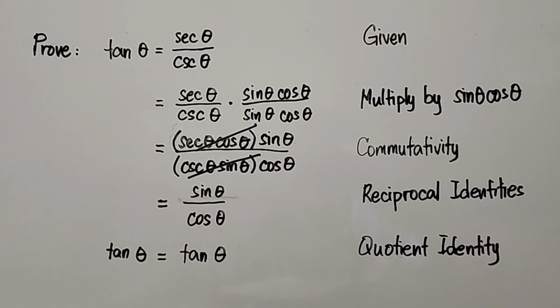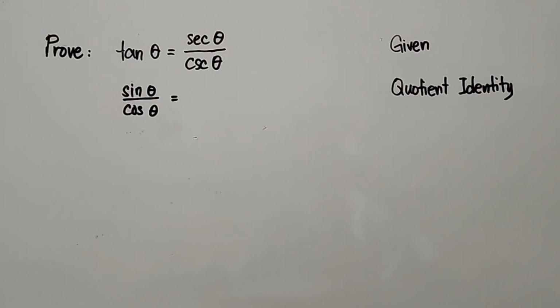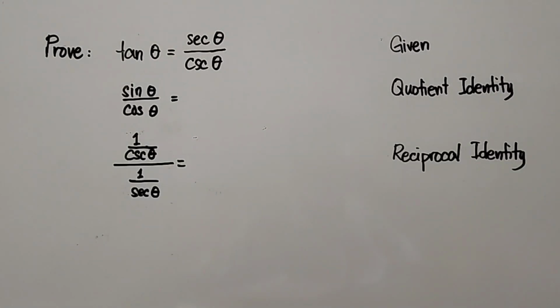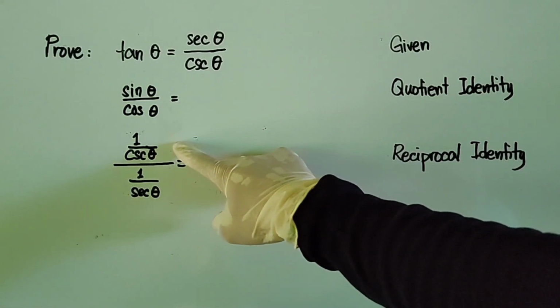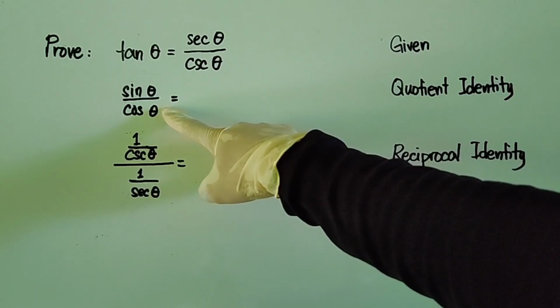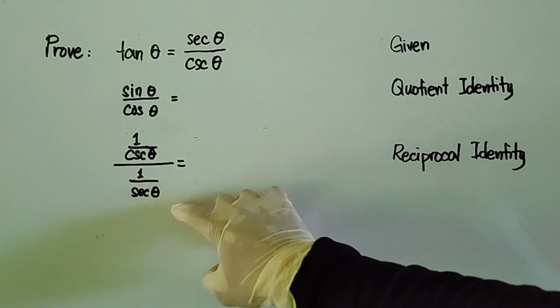This time, I will show another way of proving this identity by modifying what is in the left-hand side. So I will modify the tan theta and show that this is equal to the secant theta over cosecant theta. First equation is the given. I modify the tan theta using the quotient identity, and the equivalent of tan theta is sine theta over cos theta. By applying the reciprocal identity, the reciprocal identity of sine theta is 1 over cosecant theta, and the reciprocal identity of cosine theta is 1 over secant theta.